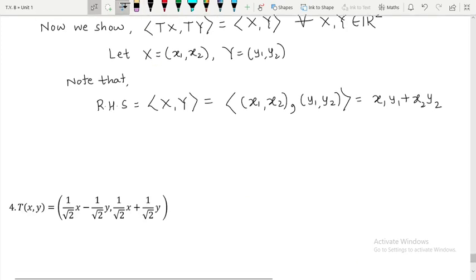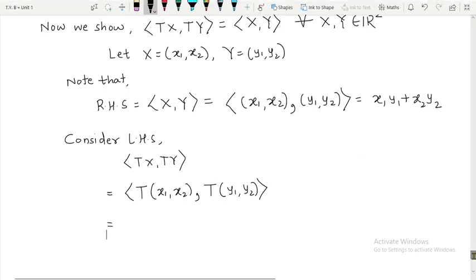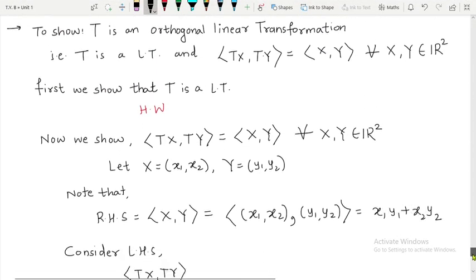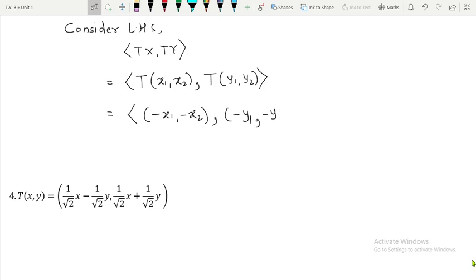Now I will consider the LHS. So what is my LHS? Inner product of Tx with Ty, which is further equal to, so you can put the value of x, which is (x1, x2), and y is (y1, y2). Now we will use the definition of the function. What is our function that is given to us? It is (minus x, minus y), so it will be (minus x1, minus x2), and over here (minus y1, minus y2).